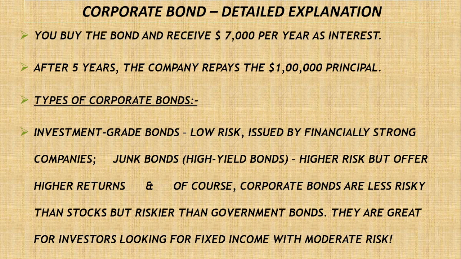Types of corporate bonds: investment grade bonds, low risk, issued by financially strong companies. Junk bonds, that's high yield bonds, higher risk but offer higher returns. And of course, corporate bonds are less risky than stocks but riskier than government bonds. They are great for investors looking for fixed income with moderate risk.